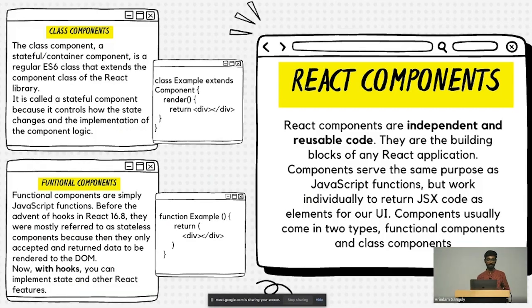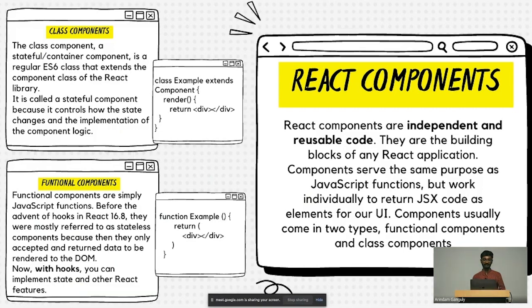One is class component and the other is functional component. The class component is generally what you can see in the syntax beside, right? It's basically an ES6 class, and it has a render method, and inside the render method goes whatever UI you write in JSX expressions. It is also called a stateful component because it controls the state changes and the other implementation logic around it. And on the other end, there is something called functional component.